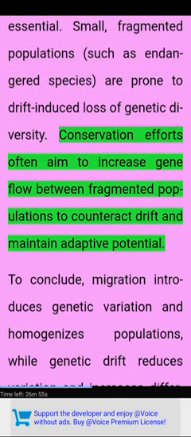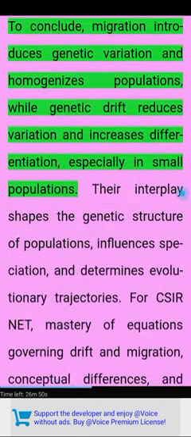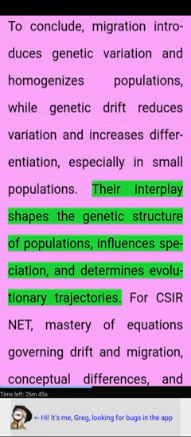Conservation efforts often aim to increase gene flow between fragmented populations to counteract drift and maintain adaptive potential. To conclude, migration introduces genetic variation and homogenizes populations, while genetic drift reduces variation and increases differentiation, especially in small populations. Their interplay shapes the genetic structure of populations, influences speciation, and determines evolutionary trajectories.